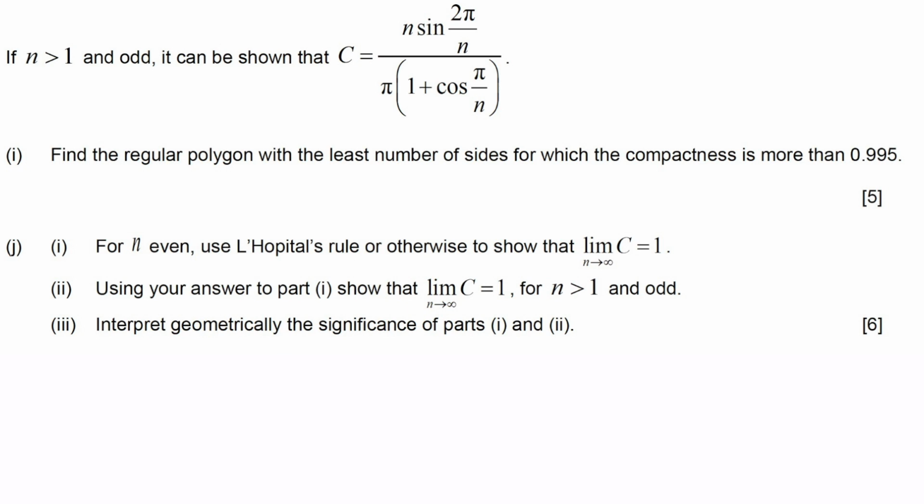Alright, so we basically need to split this up into two cases. Case 1, when n is even, what happens? If n is even, let's use the formula for an even n: n over 2 pi sine 2 pi over n is more than 0.995. Right, so I'm going to switch over to the GDC now to continue.